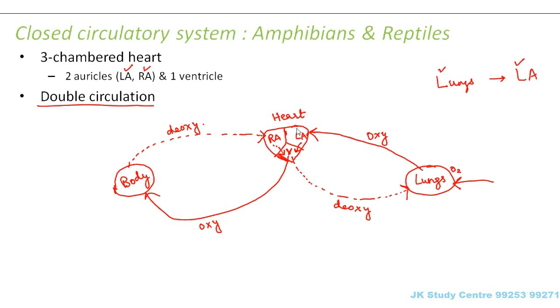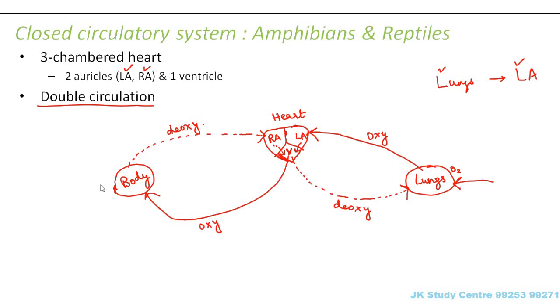What kind of blood will come from the lungs? Because lungs take in oxygen from outside, the blood which will come from the lungs has to be oxygenated blood. Clear? So it is very easy to remember it this way. So oxygenated blood from lungs comes to left auricle, auricle will send it to ventricle, ventricle will send it outside to different body parts.